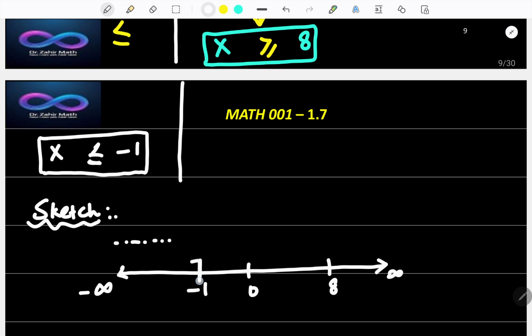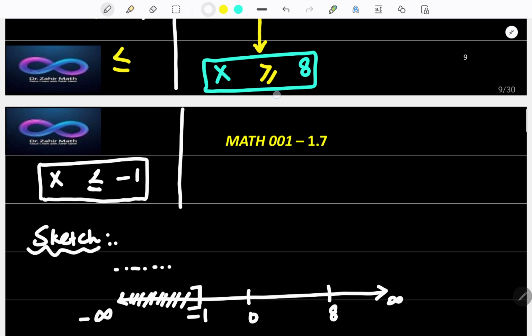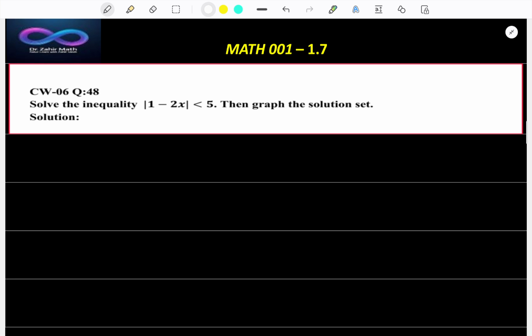Less than or equal to, so what are we going to put? We are going to put a close bracket at minus 1. And this side, x is more than or equal to 8, so this side will be more than or equal to 8. So you're going to put this bracket. Clear? Fantastic. Let's go to the next question.